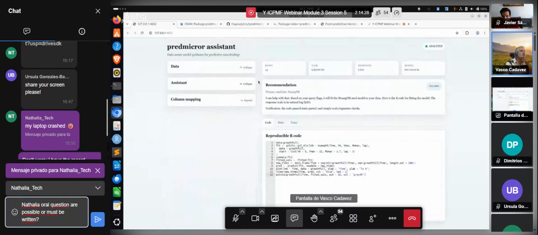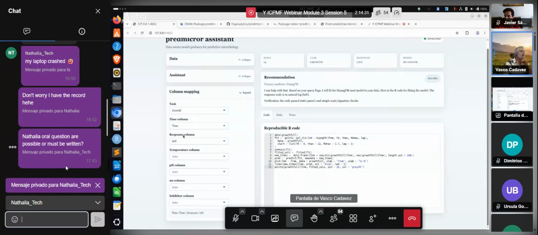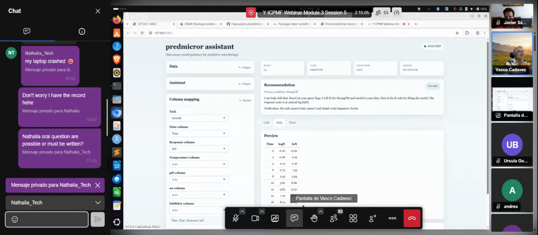Okay. So just to show you, we have also a way to help the LLM. Sometimes if the data is very complex, it can be a problem. So we can define the task that you want: growth, inactivation, cardinal. We can define the time column, usually it is always time, and the response column. Then, if you have temperature, pH, or water activity and some inhibitor, you can feed this information to the LLM, and the code will be suggested according to the information that you have in your data.